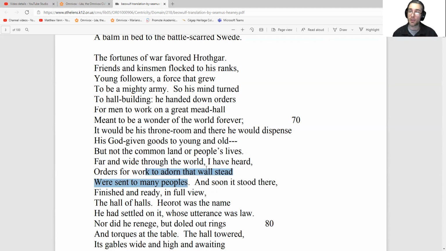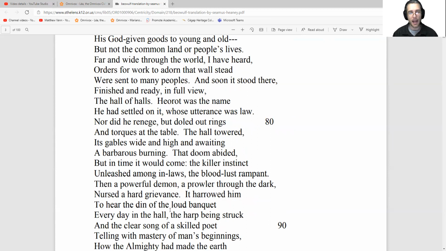That mead hall that represents their community stood there, finished and ready in full view, the hall of halls, the greatest of all halls. Heorot was its name. He had settled on it, whose utterance was law. Nor did he renege, but doled out rings and torques at the table. So that doling out of gifts and rewards is ultimately at the center of Heorot and the center of civilization.